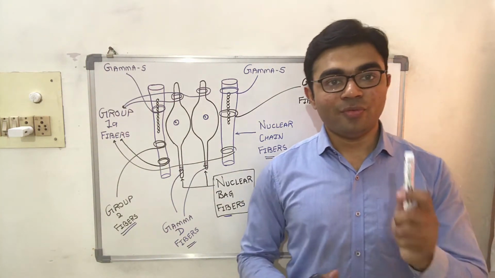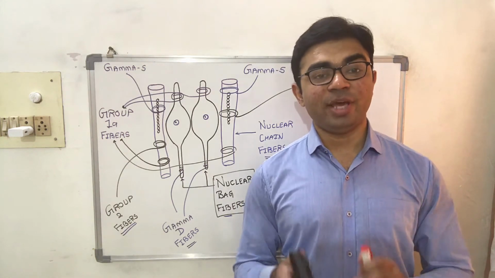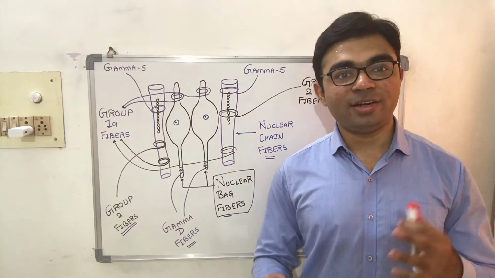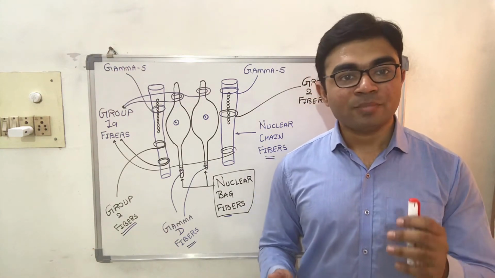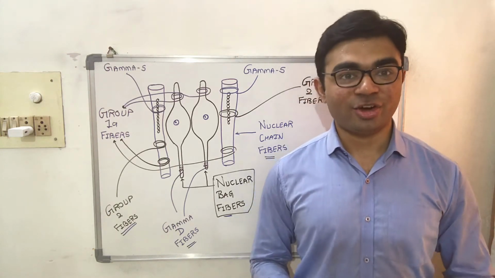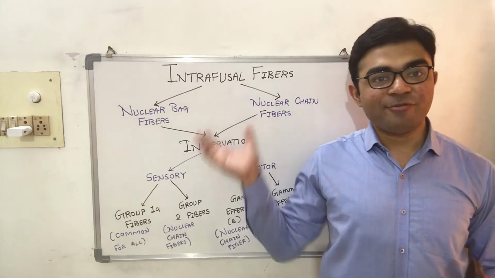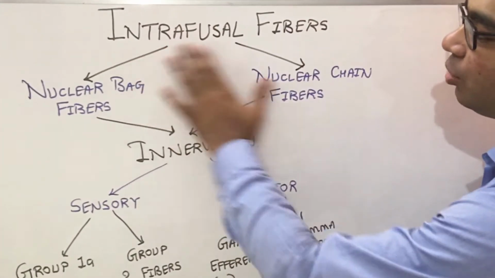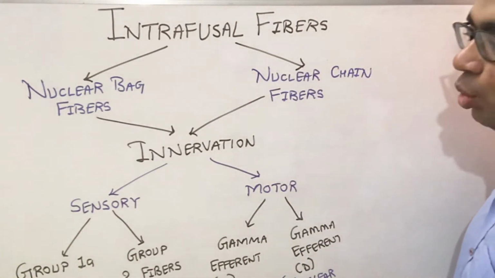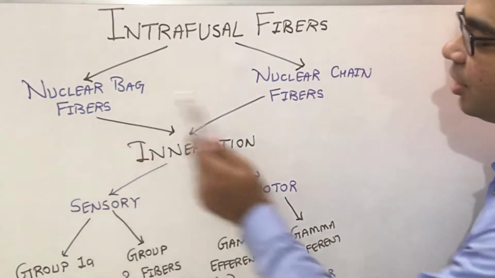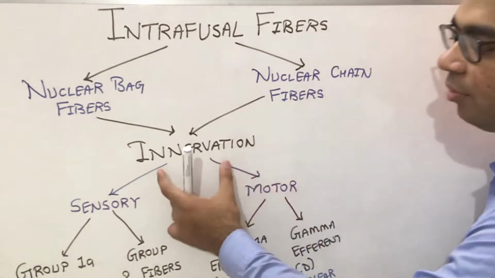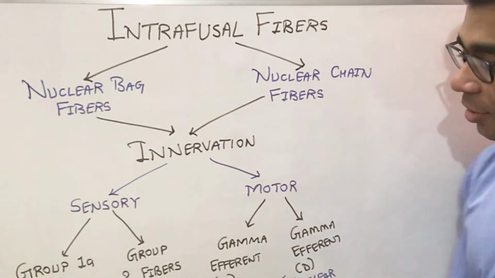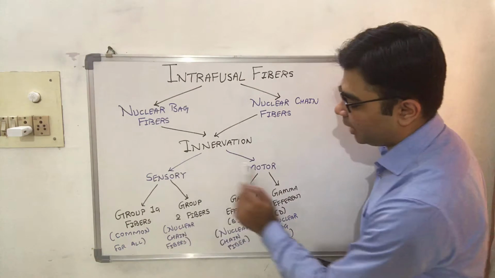Now I will draw a very simple diagram which will be helpful whenever you are trying to revise all these things, because it is a little bit tricky or complex, and this diagram will definitely help you clear your concepts. We have discussed the intrafusal fibers; there are two types, the nuclear bag fibers and the nuclear chain fibers. Then we discussed the innervation, which was complicated, so I have simplified it: we have sensory as well as motor.